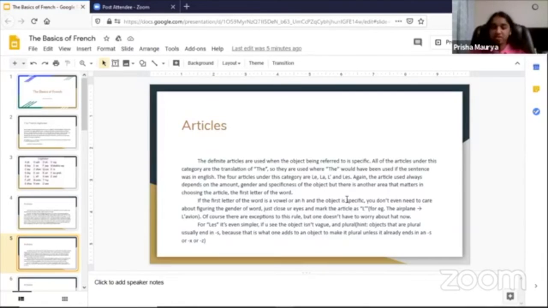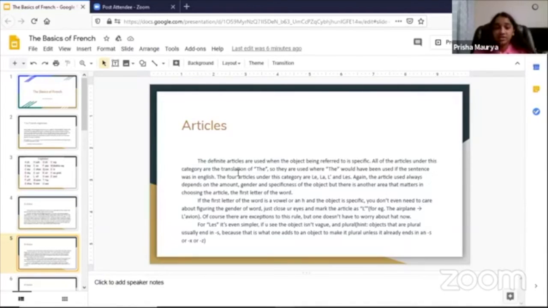The Eiffel Tower is called La Tour Eiffel in French. As you heard, the first article being used there is la, because tour is feminine because it has an e in the end. So we can just go through this. All of the articles in this category are the translation of the. They're used where the would have been used if the sentence was in English. The 4 articles in this category are le, la, l', and les. Now you might not know what these are, but you can just write them down because we're going to be explaining what they are right now.